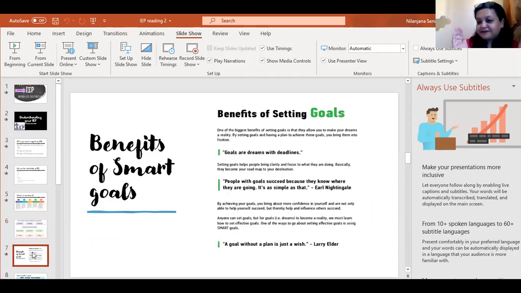Next comes, I love this slide. This part is my best part. What are goals? Goals are like dreams with deadlines. So here we have deadlines for our dreams. Until and unless we dream, we cannot achieve a target.